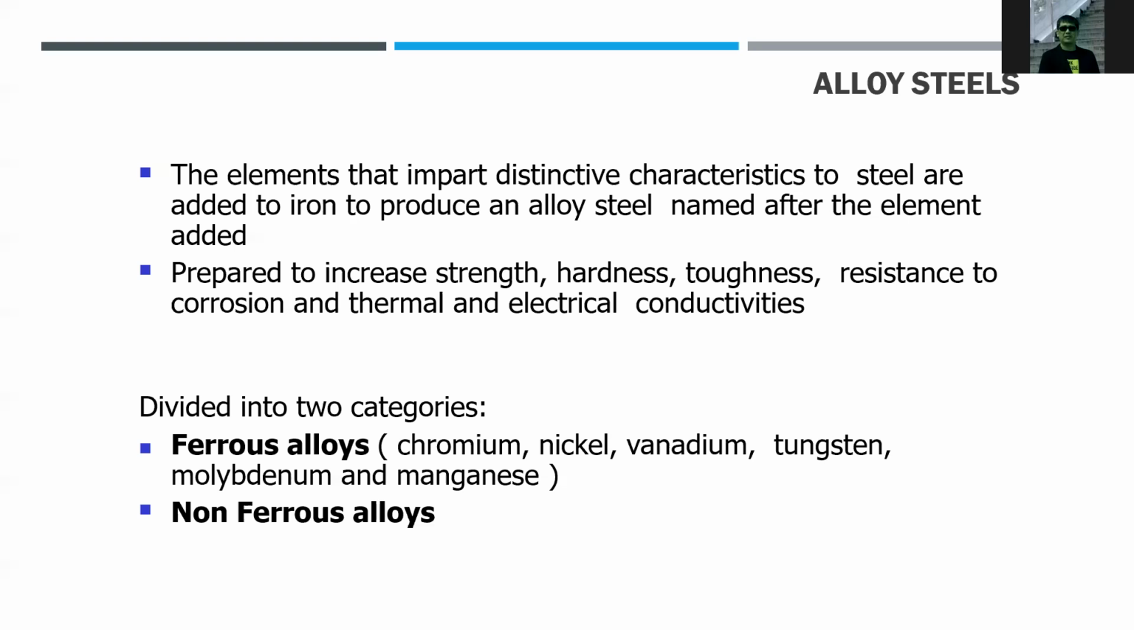These are added to increase strength, hardness, toughness, resistance to corrosion, and thermal and electrical conductivities. So we have two types of alloys: the ferrous alloys and the non-ferrous alloys. For the ferrous alloys, you add chromium, nickel, vanadium, tungsten, molybdenum, manganese. Those are the elements that you add to steel to create a ferrous alloy.